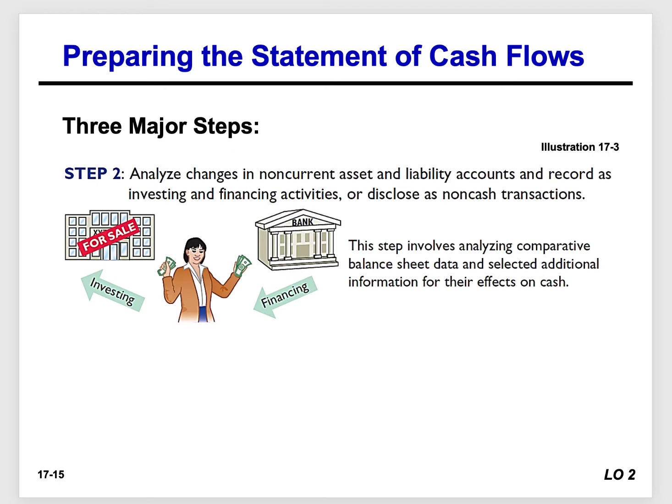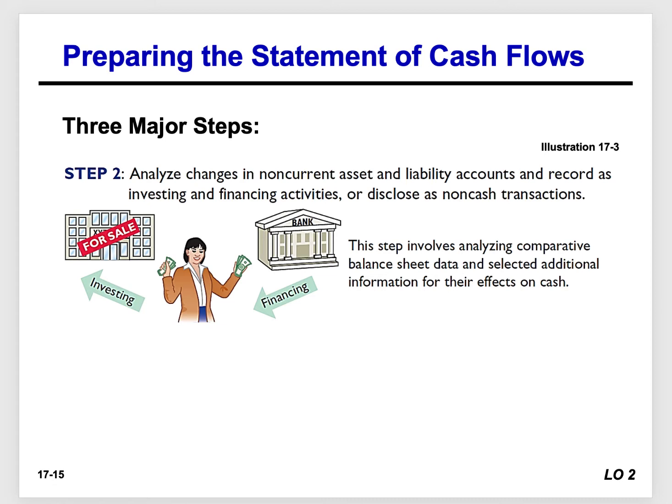Step two, right? We need to analyze any changes in any non-current assets and liabilities, okay? The reason why is we're going to use the non-cash assets and the liability accounts to determine, do we have any investing and financing activities that we need to report on, okay? And also, we need to look at that additional information to see if there's any non-cash transactions, okay?